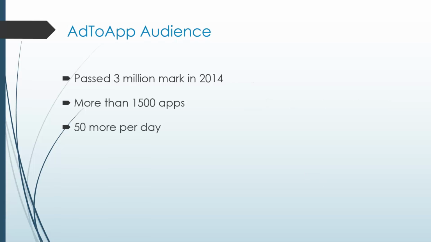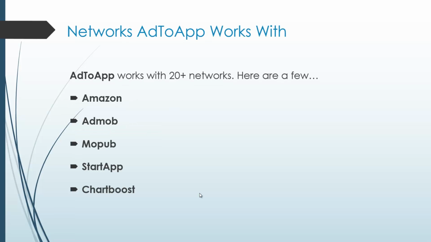Alright, so let's take a look at the audience. At the end of 2014, the daily active audience of platforms that are linked to AdToApp surpassed the 3 million mark. And there's over 1,500 active apps that are on board with AdToApp, and the average rate is around 50 per day. Networks that AdToApp works with, there's over 20 of them, including Amazon, AdMob, MoPub, StartApp, and Chartboost. So this cuts out the need to deal with these ad networks separately and saves a lot of time.